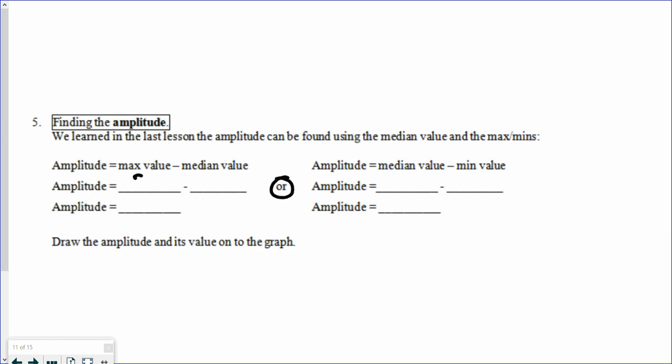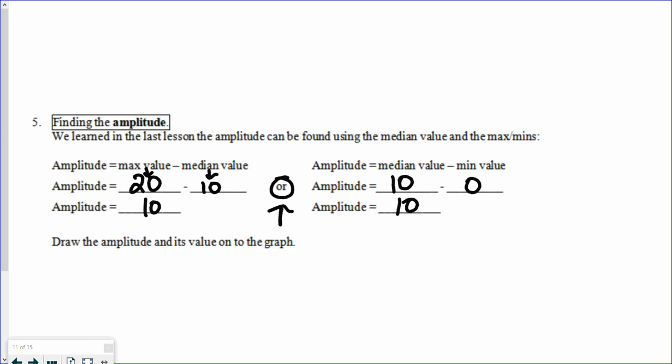So our amplitude, our max value is equal to 20. Our median value is equal to 10, so our amplitude is 10. It should be the same if we do it the other way, where we start with the median value and subtract the minimum value. So 10 subtract 0, and we'd get an amplitude equal to 10.